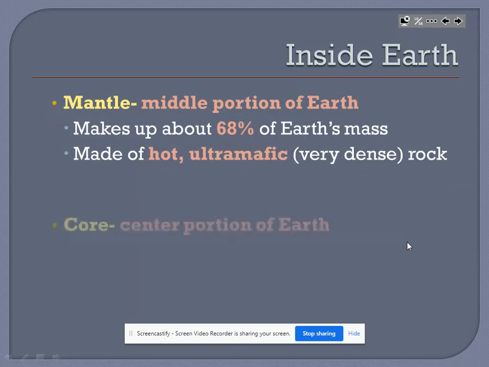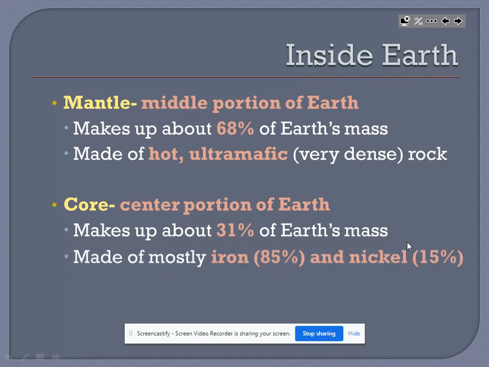Now we talked about the mantle and the core as well. The mantle is that middle portion of the Earth, and the core is that center portion of the Earth. As far as composition goes, the mantle is made up of really hot, very ultramafic rock, even more dense than the crust is. Things that are more dense will sink or be drawn to the bottom, so that's why the mantle is made up of denser rock than even the crust is. Then the core is made up of extremely dense materials, iron and nickel, which are both magnetic as well.